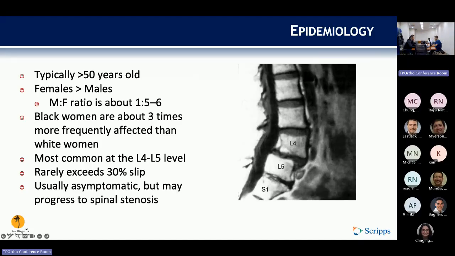Again, some epidemiology: it's typically in patients greater than 50 years old. Females are more predisposed to this at about a 5-to-1 ratio. Black women are about 3 times more frequently affected than white women. It's most commonly at the L4-5 level. The slip rarely exceeds 30%, but it can happen. And again, it's usually asymptomatic, but can progress to spinal stenosis.